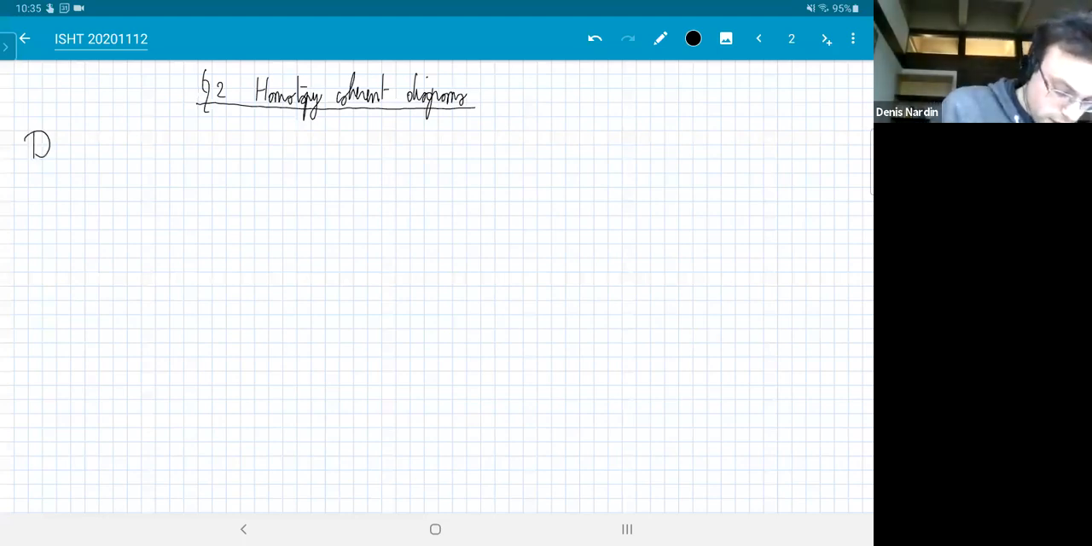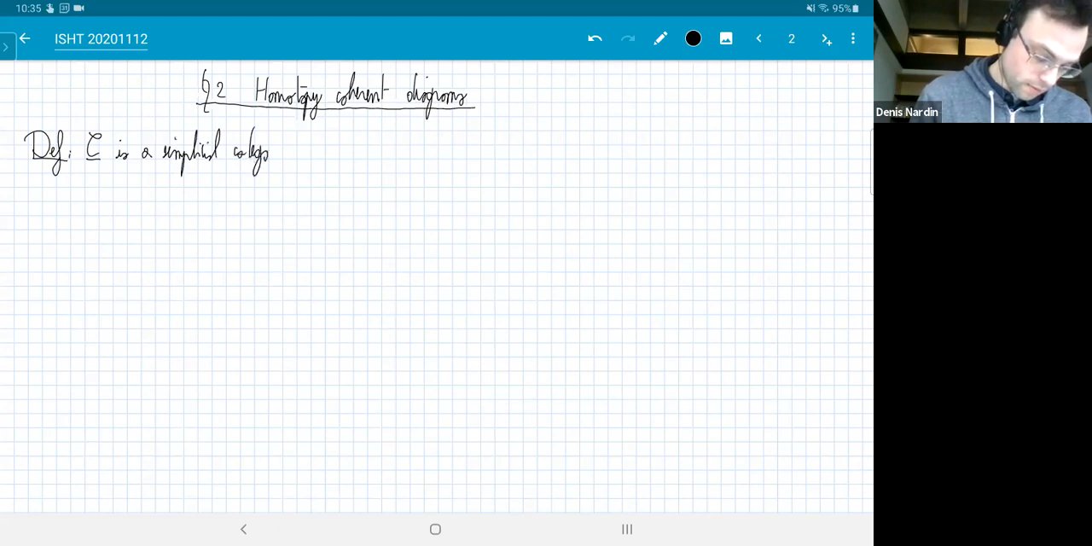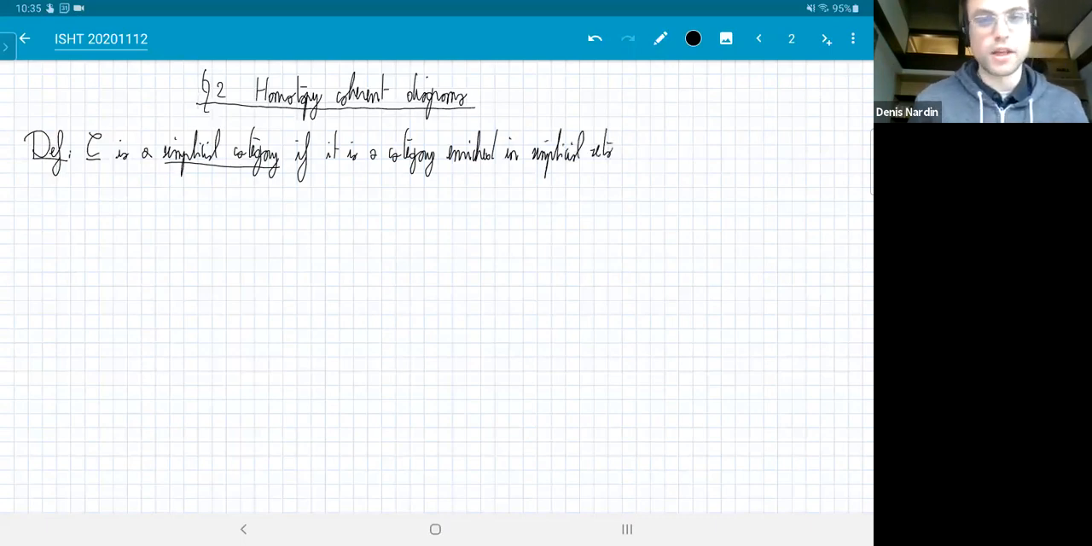Let me give a definition to start with. Let me put a C underline. I use mathrm mathbf in the TeX file, but I cannot really do bold characters by hand, so I'm just going to put an underline. C underline is a simplicial category if it is a category enriched in simplicial sets. This is a slight abuse of notation, but it's very common in the literature, so I'll keep it. And it's also shorter than saying simplicially enriched category.